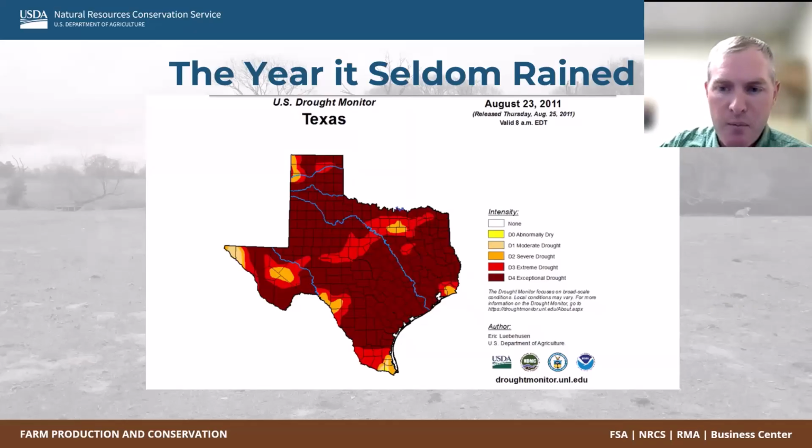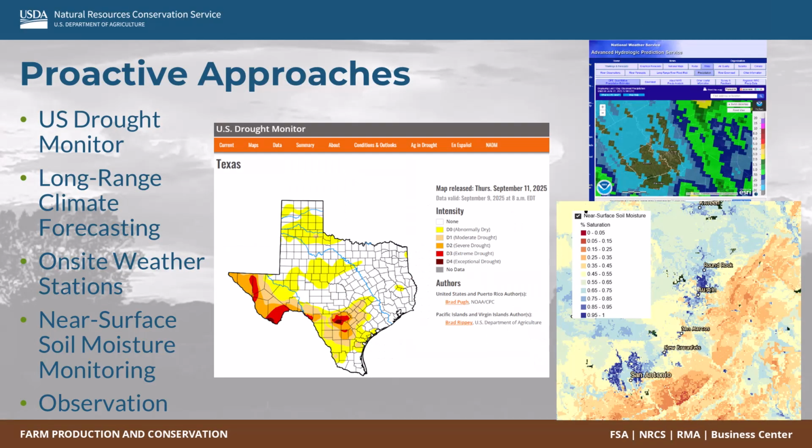We need to start looking at them as opportunities. We need to look at them as seasons and experiences that will shape and prepare us for the future. And they're wake-up calls for doing things differently. So some of the proactive approaches, the things we can do instead of being reactive, some things that are really simple are the ones that are readily available to us right there on the internet.